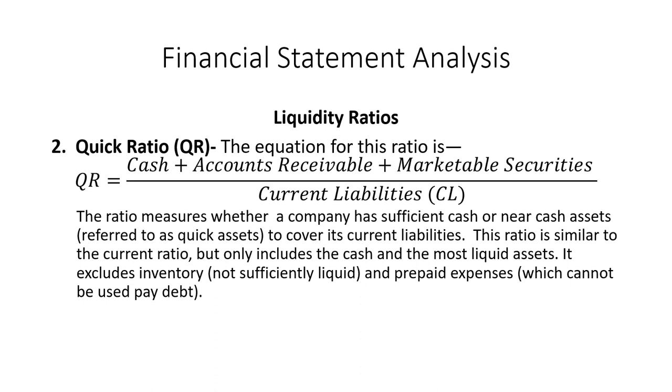So you're assuming that you're only going to use your most liquid assets to pay your current liabilities. If you read the bottom there, it says this ratio measures whether the company has sufficient cash or near cash assets, referred to as quick assets, to cover its current liabilities. This ratio is similar to the current ratio, but only includes cash and the most liquid assets. It excludes inventory, which is not sufficiently liquid, and prepaid expenses, which you cannot use to pay off debt anyway.